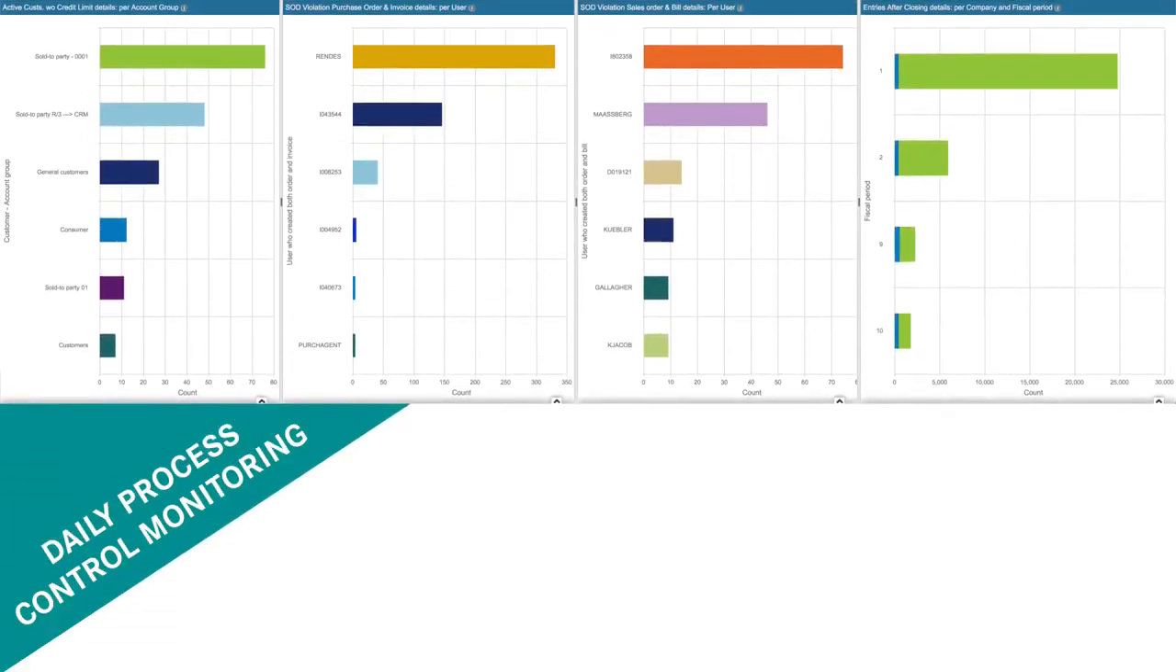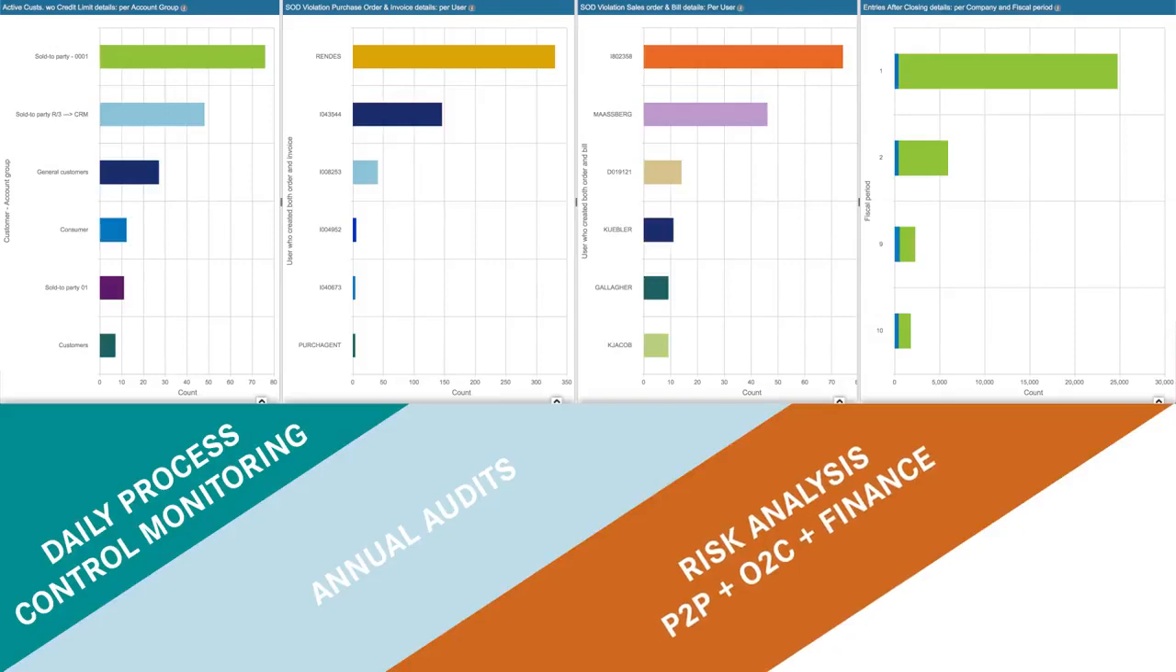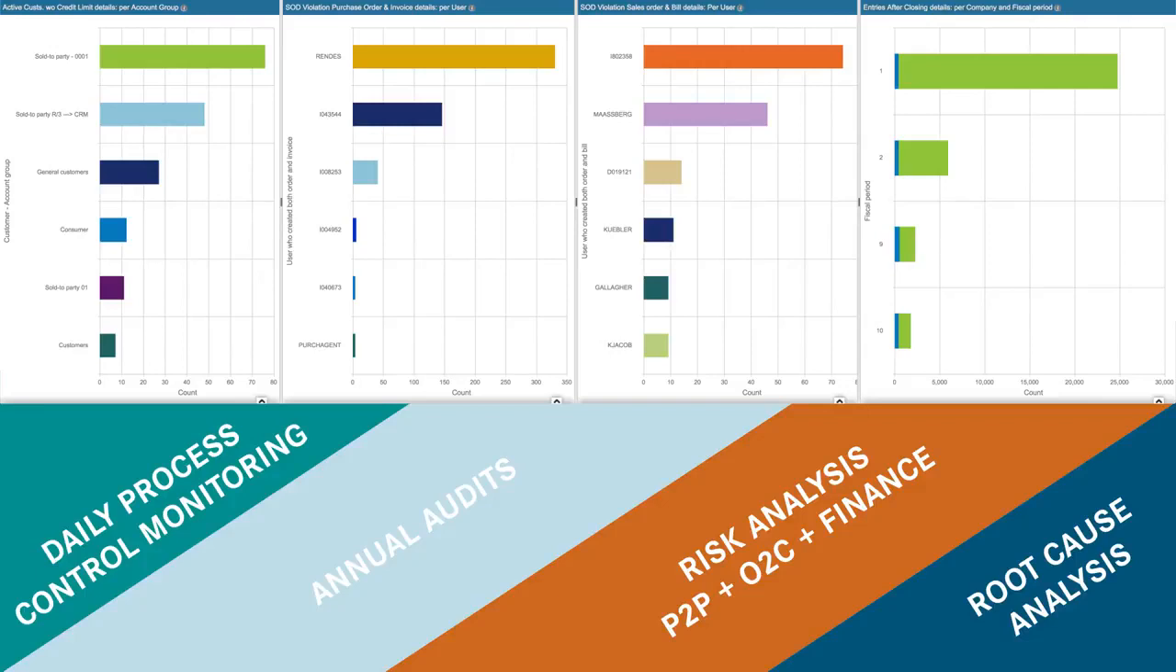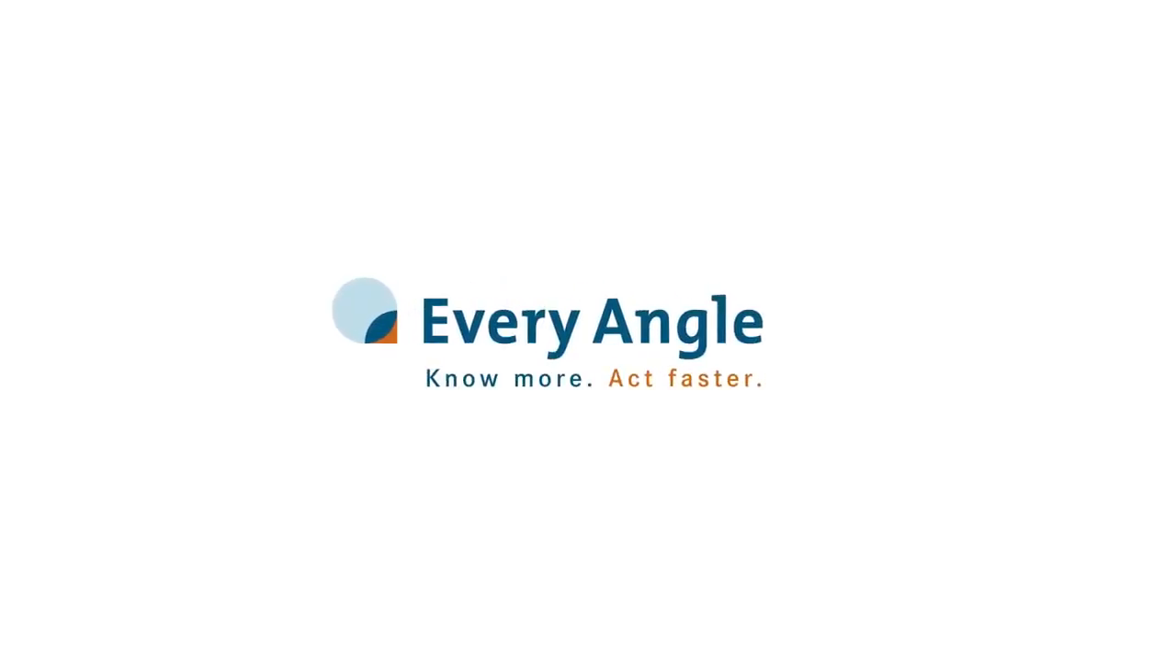Apart from daily process control monitoring, this GRC control tower provides support in preparing for annual audits, risk analysis across purchase to pay, order to cash and finance, and root cause analysis on compliance exceptions. Now that's being in control. Why take risks when you can have this kind of insight?